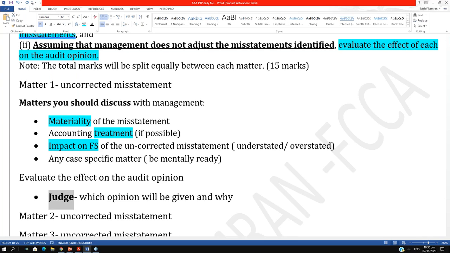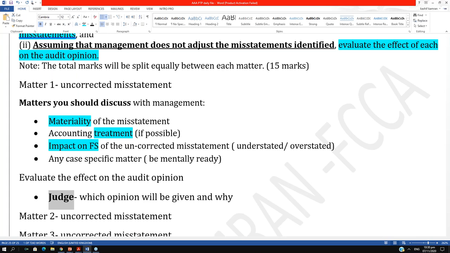So is everyone clear of the breakdown? Is everyone clear about matters you should discuss with management? So in a reporting question, if the examiner asks for matters you should discuss with management, will you know the breakdown? And I have already made you clear about effect on the audit opinion, right? You should know the difference between effect on audit opinion, effect on audit report, and effect on the financial statement. I hope you're mentally clear with that.